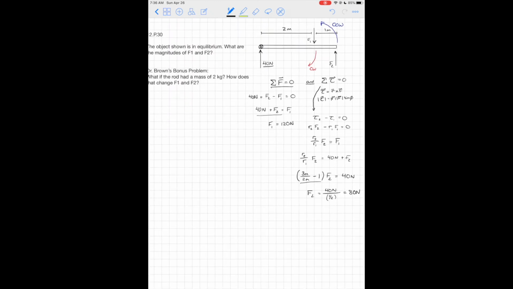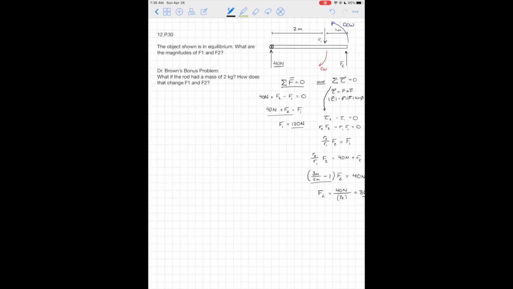So that is our first problem here. That is number 30 just by itself. 80 newtons, 120 newtons. So now let's move on to the bonus problem. What if the rod had mass? What if the rod had the mass of 2 kilograms? How does that change F1 and F2?